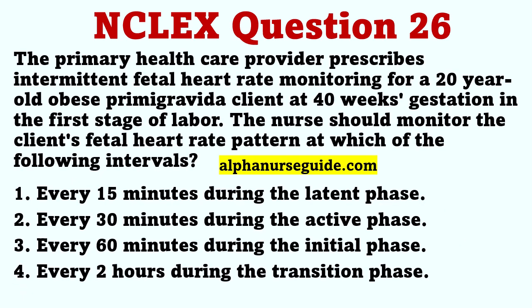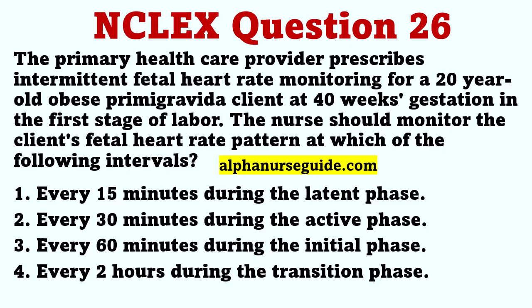The primary healthcare provider prescribes intermittent fetal heart rate monitoring for a 20-year-old obese primigravida client at 40 weeks gestation in the first stage of labor. The nurse should monitor the client's fetal heart rate pattern at which of the following intervals? 1. Every 15 minutes during the latent phase. 2. Every 30 minutes during the active phase. 3. Every 60 minutes during the initial phase. 4. Every 2 hours during the transition phase.